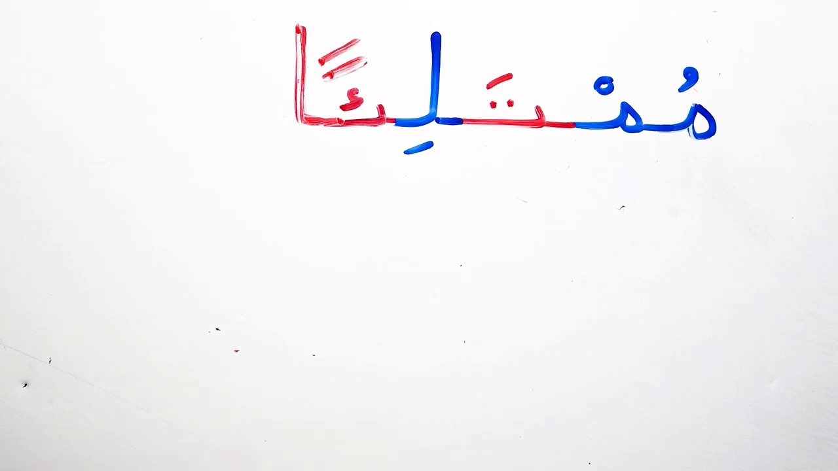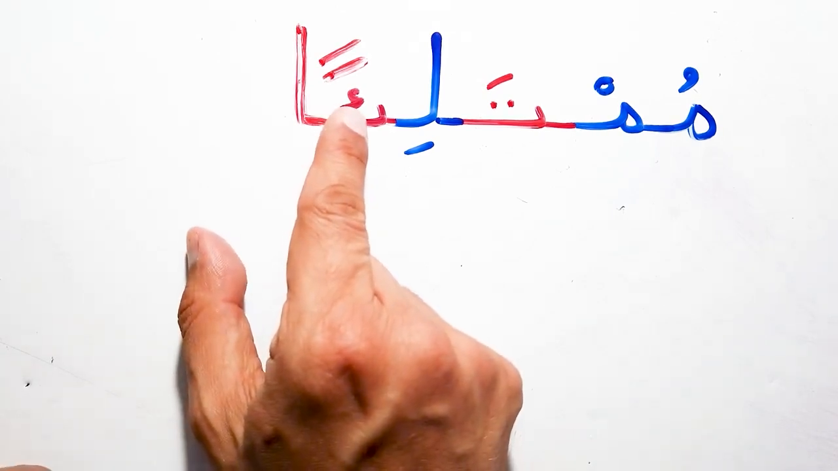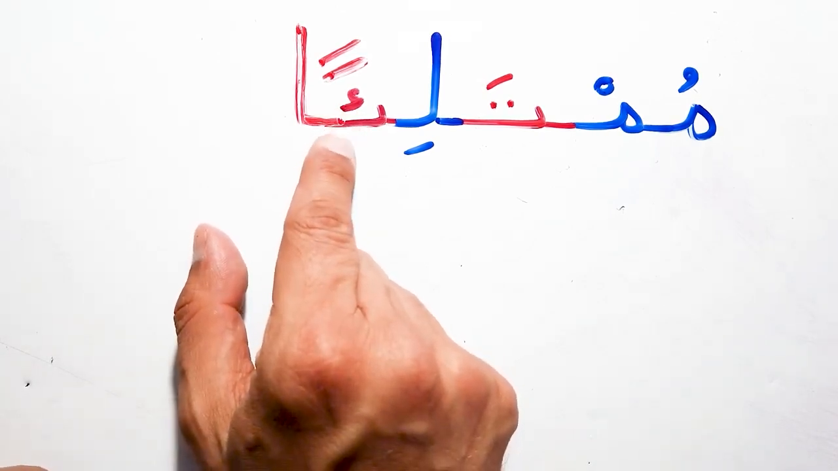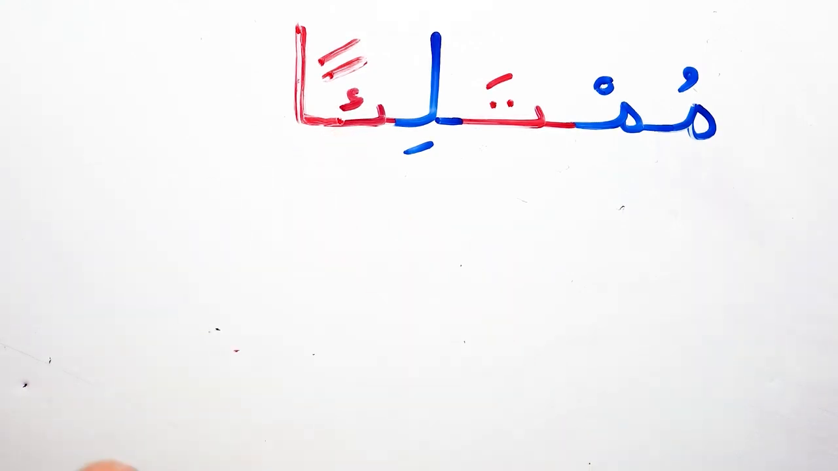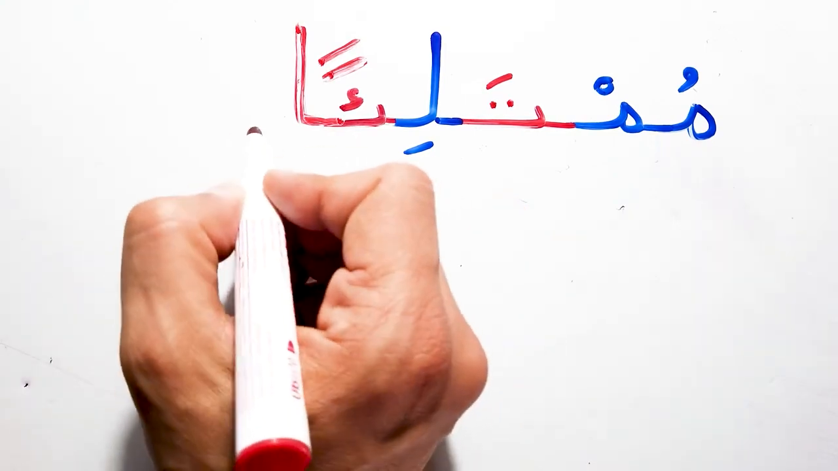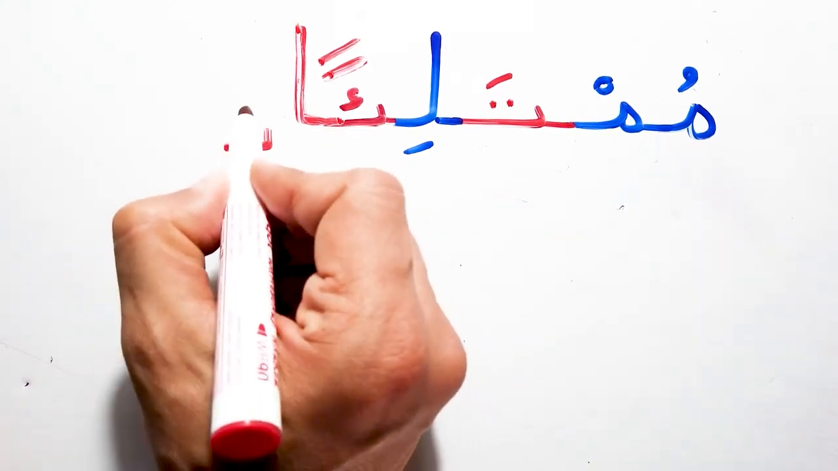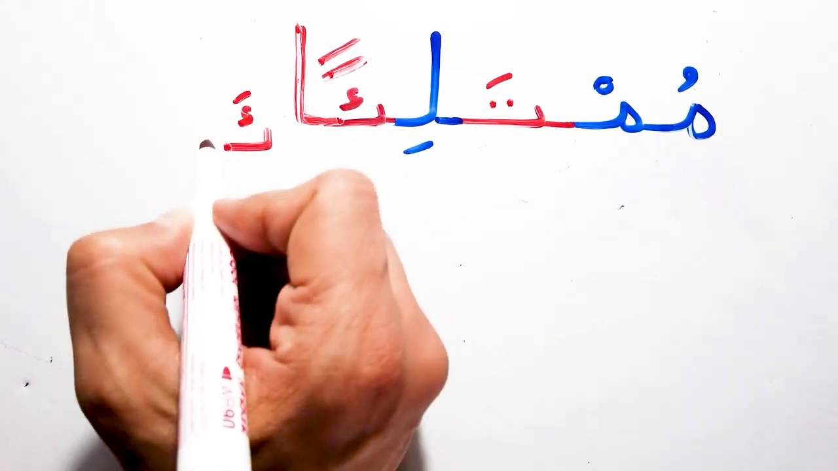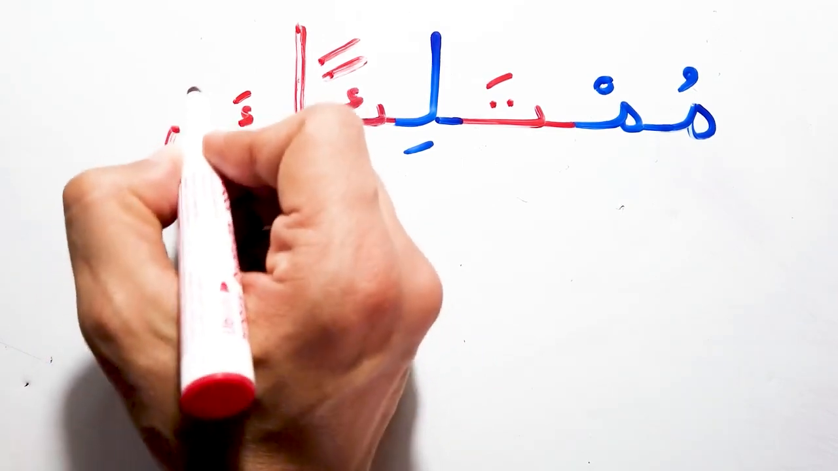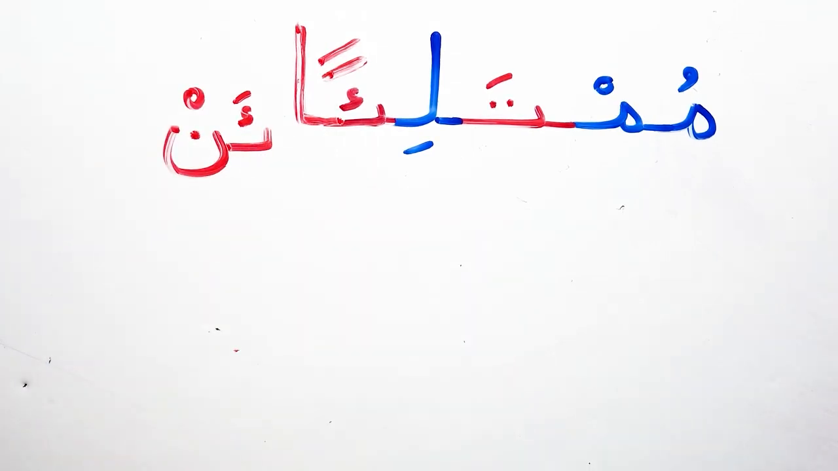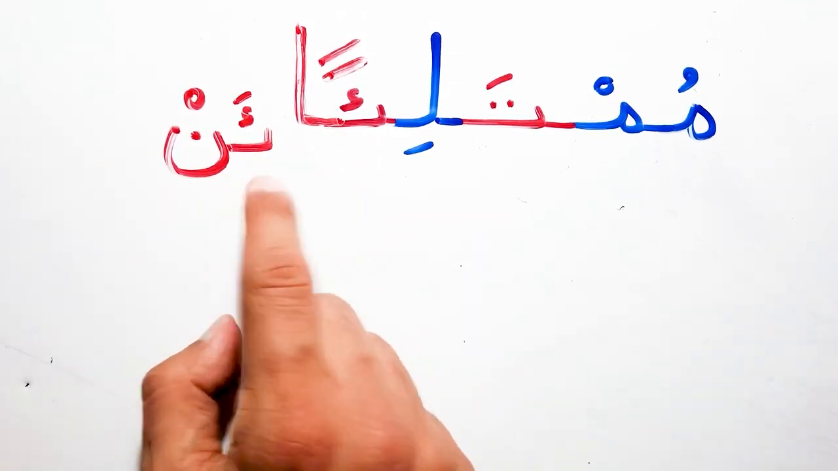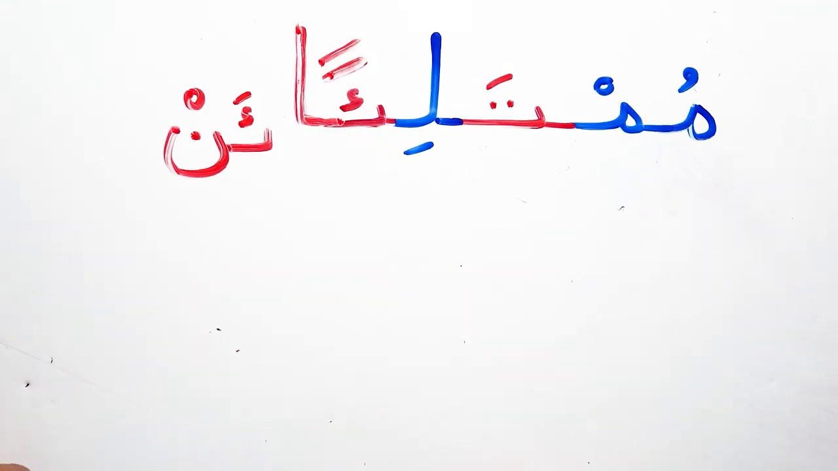So now we will pronounce this hamza, it will be an. The pronunciation of this part will be like this. It will be hamza with fatha, and noon with sukun. An. We write it like this, we pronounce it like this. The name of this is tanween bil fath.